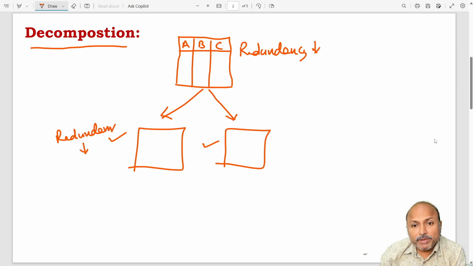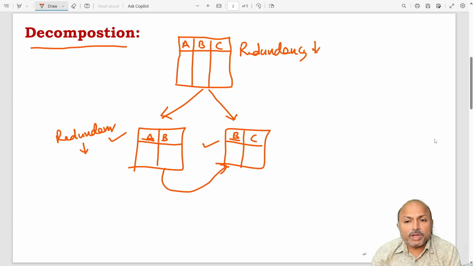So for example, if you divide ABC, what happens? There may be AB and BC. Suppose B is a primary key here, and in the first table A is a primary key and B is a foreign key, then you are giving a connection like this. So you can combine these two tables again.